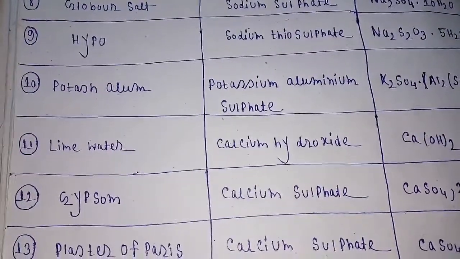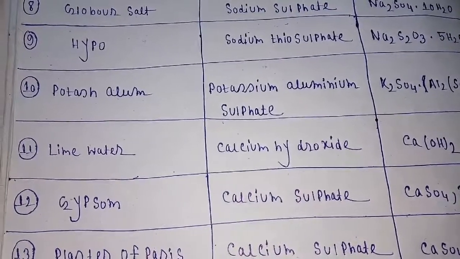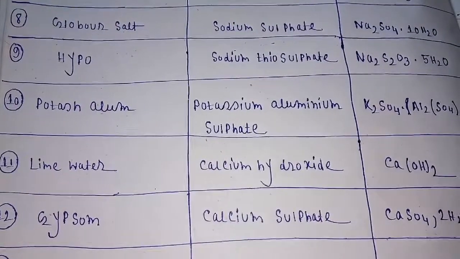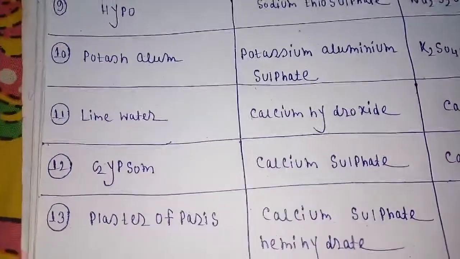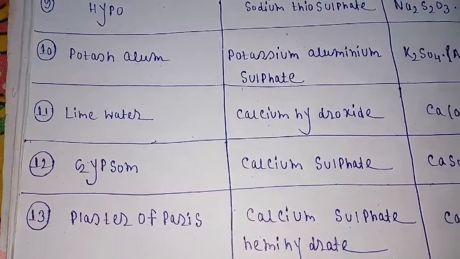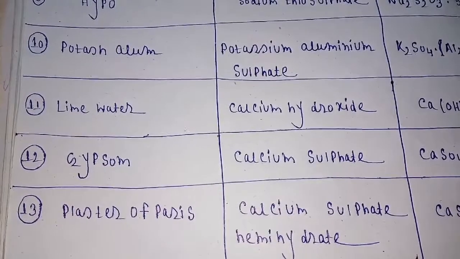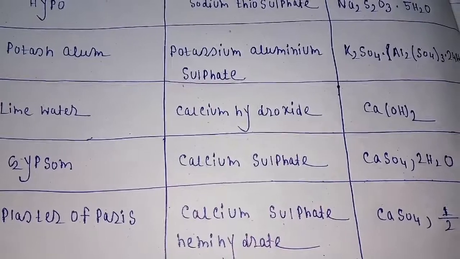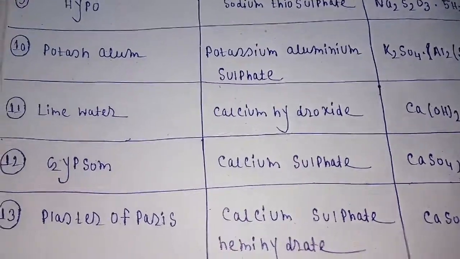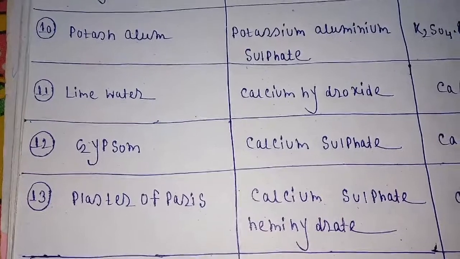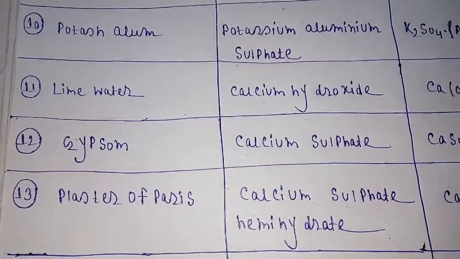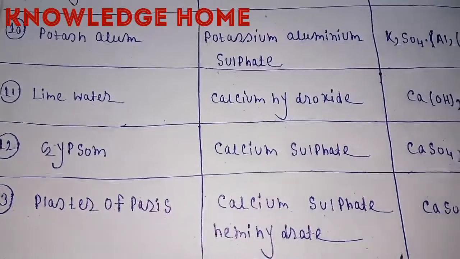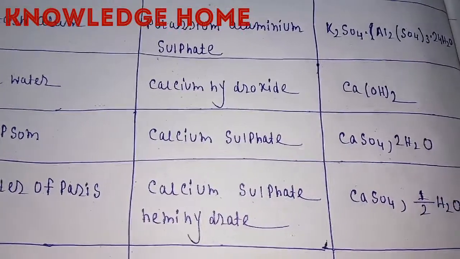The next one is lime water. The chemical compound name is calcium hydroxide, and the formula is Ca(OH)2. The next one is gypsum. The chemical compound name is calcium sulfate, and the formula is CaSO4·2H2O. The next one is plaster of Paris. The chemical compound name is calcium sulfate hemihydrate, and the formula is CaSO4·½H2O.